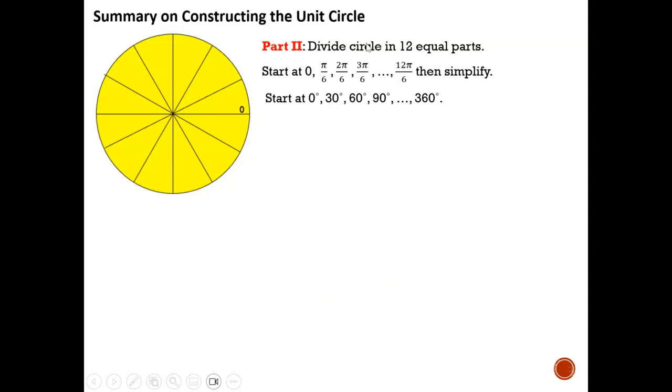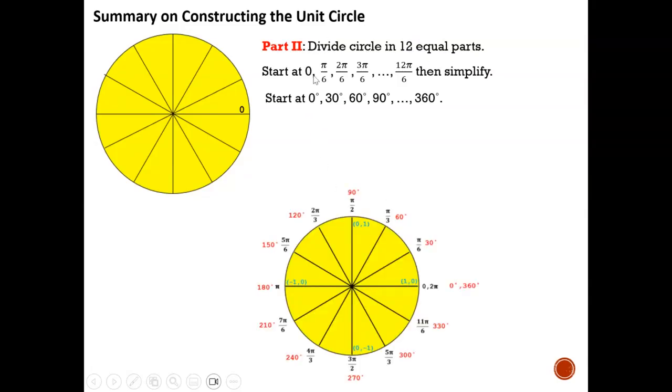Second part, right? We're going to do the same thing, but we're going to divide the circle into 12 equal parts. And then we start with 0, and we keep going all the way. We keep adding pi, and then we simplify. With the degrees, we start with 0, and we add 30 degrees until we get to 360.